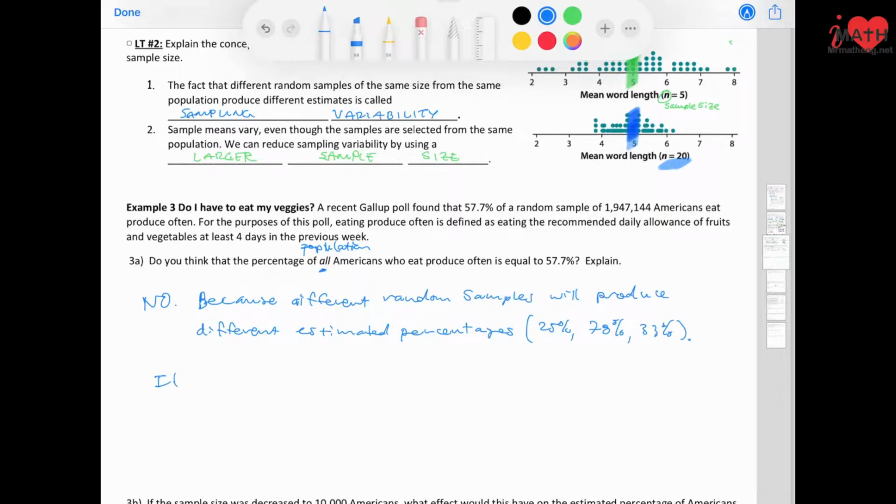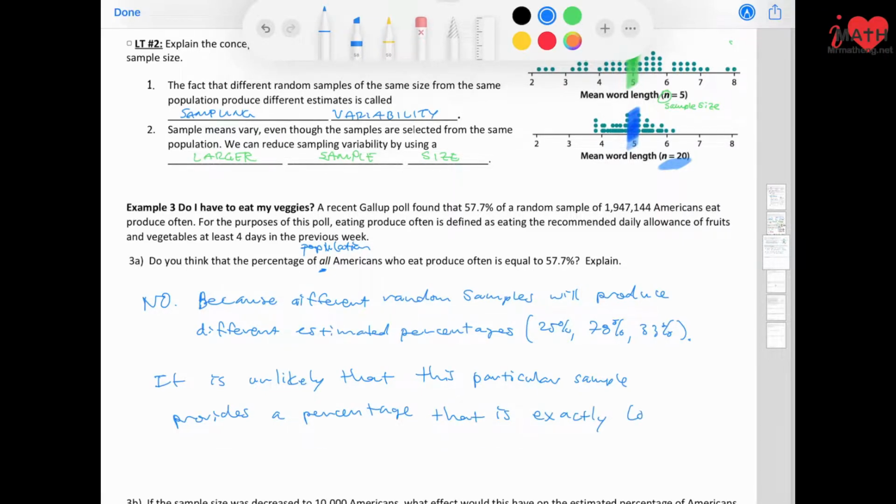So it is unlikely that this particular sample provides a percentage that is exactly correct.